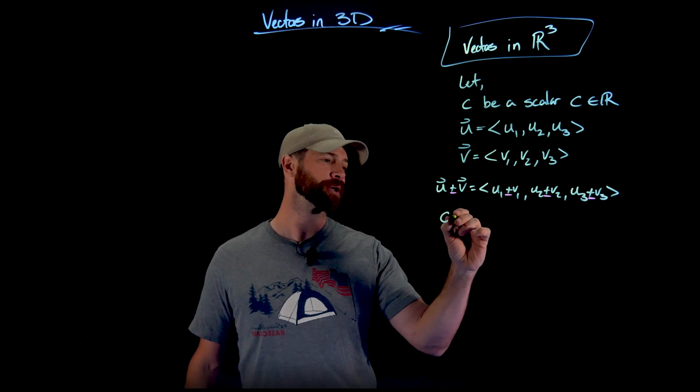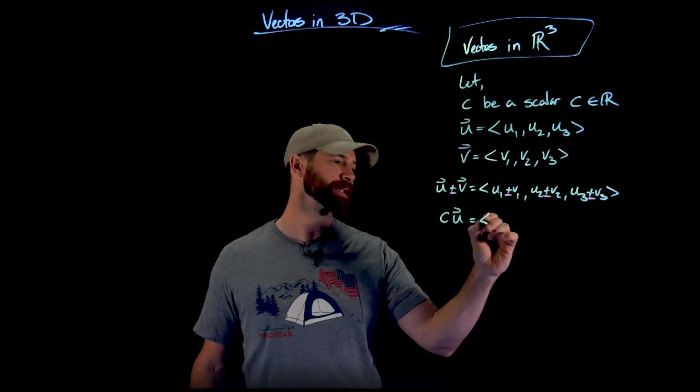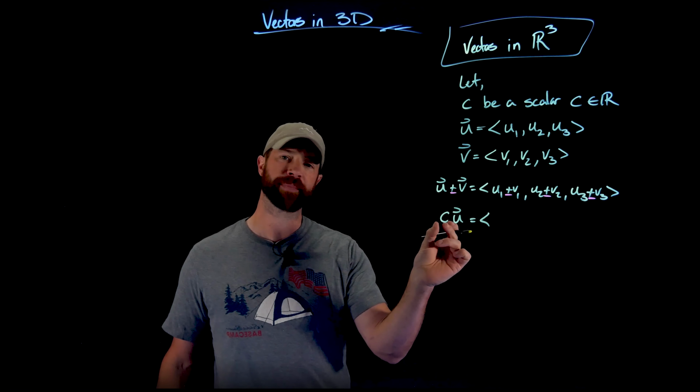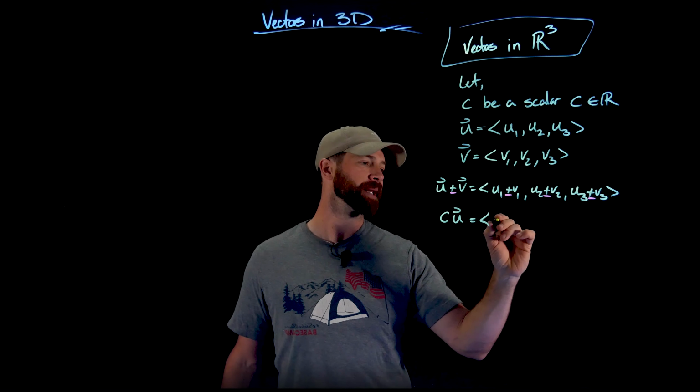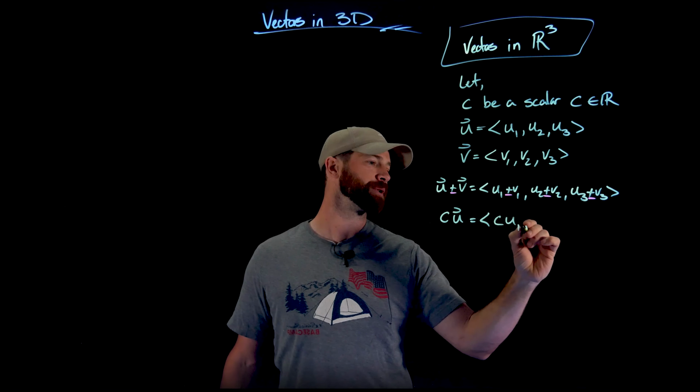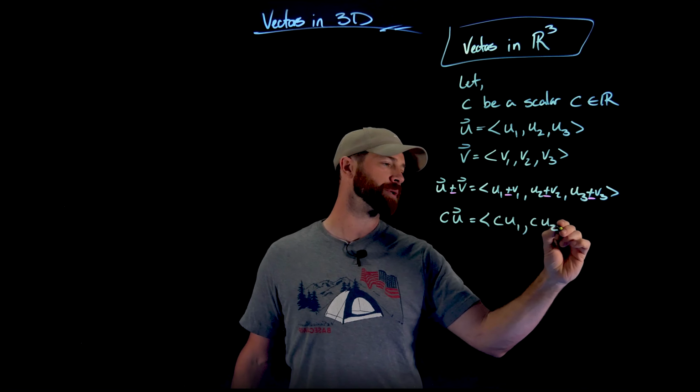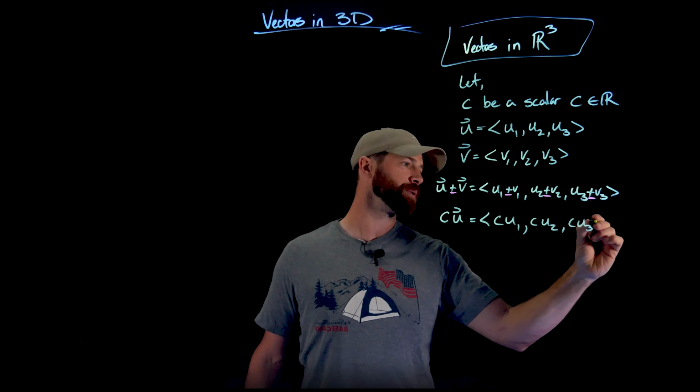Then we have scalar multiplication. Again, exactly the same. When we multiply a vector by a scalar, what we do is just multiply each of the component pieces by that scalar. So this is C times U1, comma, C times U2, comma, C times U3.